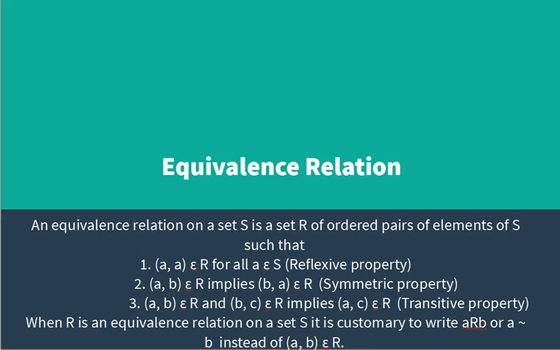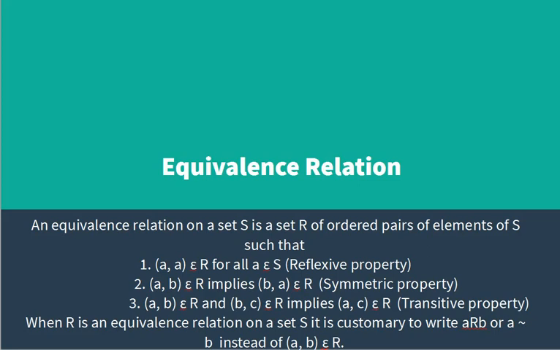Equivalence relations. An equivalence relation on a set S is a set R of ordered pairs of elements of S such that 1. (A, A) is a member of R for all A a member of S. This is known as the reflexive property. 2. (A, B) is a member of R implies that (B, A) is also a member of R. This is known as the symmetric property.